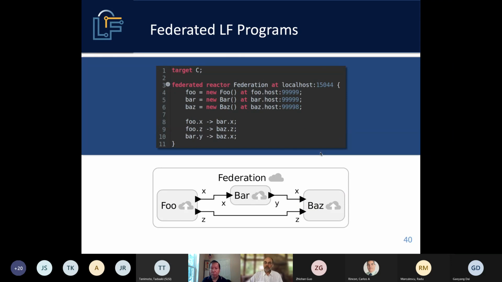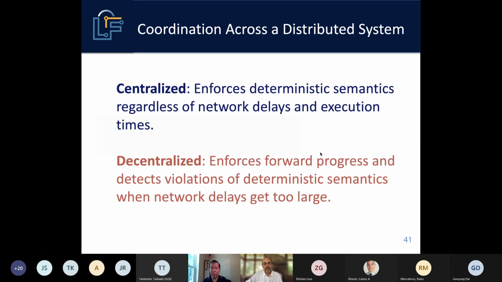Lingua Franca programs can also be distributed across networks. A lot of the infrastructure for doing that was developed by Sarush Bateni, a very talented graduate student from the University of Texas at Dallas that we've been collaborating with for several years now. And so you can map components in the system onto different hosts, and the code generator automatically synthesizes the communication between them such that the deterministic semantics is preserved even across the network. And I'd like to contrast that with the way that things are often done.